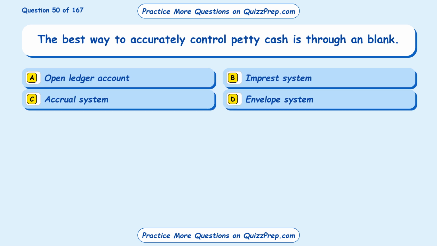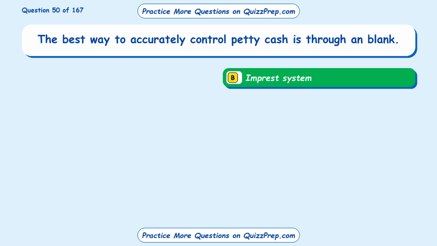Question 50. The best way to accurately control petty cash is through in blank. Option A, open ledger account. Option B, impressed system. Option C, accrual system. Option D, envelope system. The correct answer is option B, impressed system.